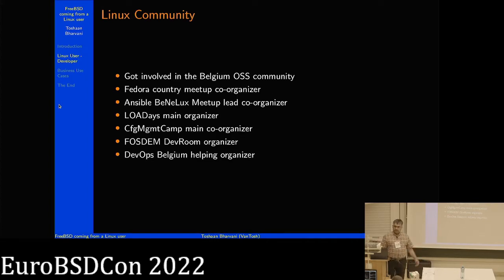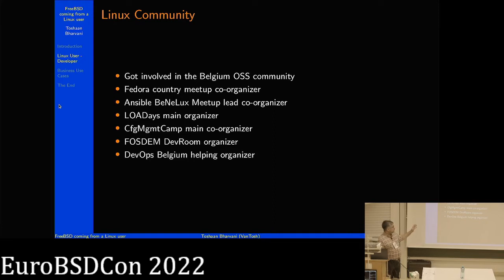So yeah, I got involved in the open source community in Belgium, because I live there. I did some Ansible meetups. I organized a small conference called LOADays, which when we chose the name stood for Linux Open Administration Days. But I think we should rename it, because Christoph has spoken there already. So there are a lot of BSD talks nowadays.